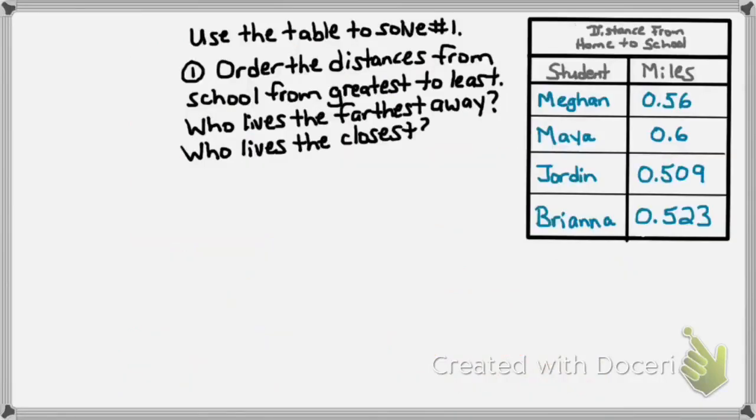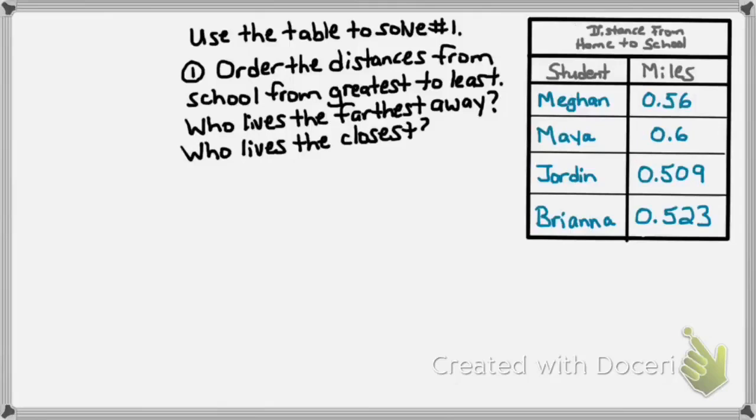It says use the table to solve. 1. Order the distances from school from greatest to least. Who lives the farthest away? Who lives the closest? I look at my table, and the title of my table is Distance from Home to School. I have students and miles. Megan lives 0.56 miles. Maya lives 0.6 miles. Jordan lives 0.509 miles, and Brianna lives 0.523 miles.